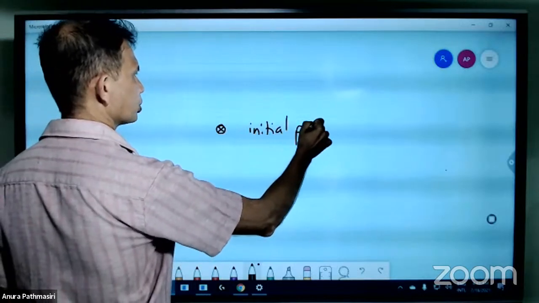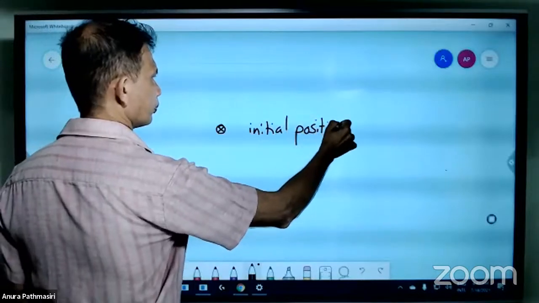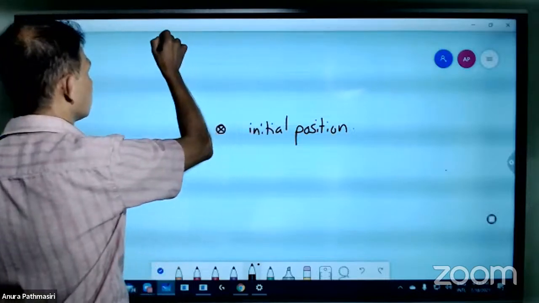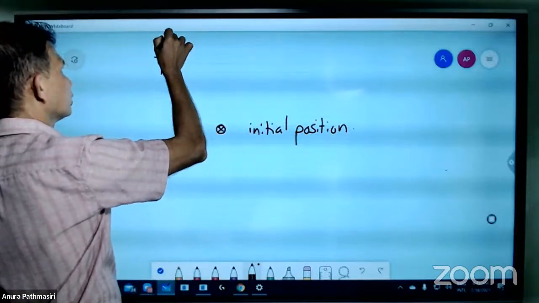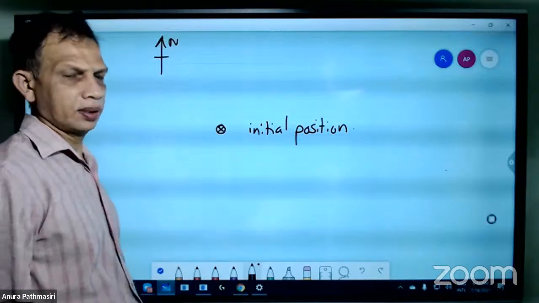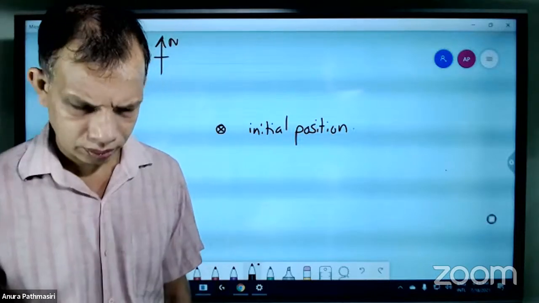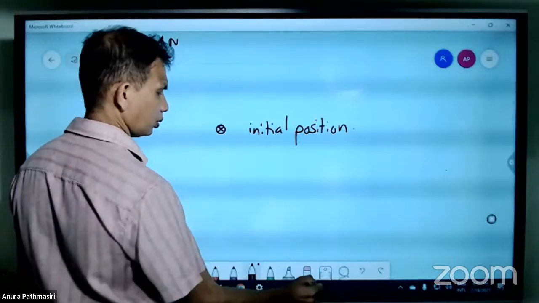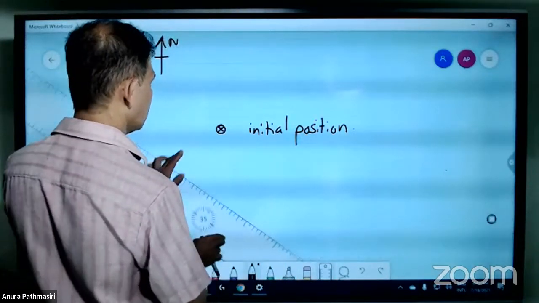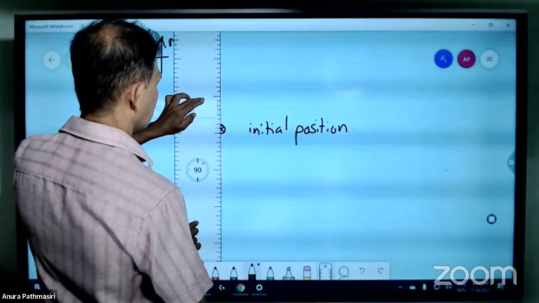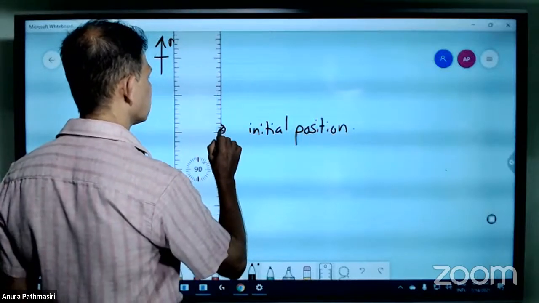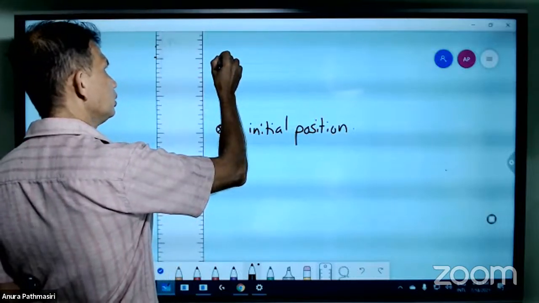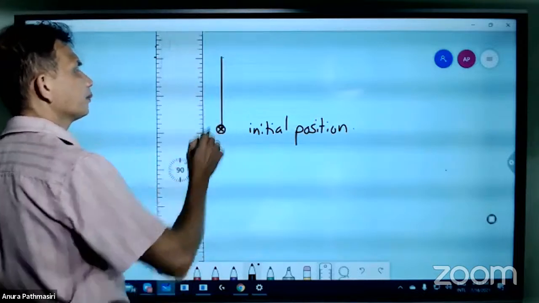Initial position. Then it travels to the north, indicating the direction over here. The distance is 20 meters to the north. So the path is straight and travels 20 meters and then stops there.